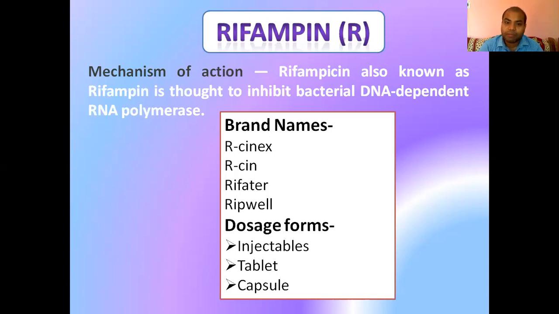In terms of brand name, rifampin is also combined with isoniazid. So these are the common brand names that we have already studied in isoniazid also, that is Arcinex and Arcin. And after this is Ritafur, Ripoel. These are some brand names. In terms of dosage form, this is also available in injectables, capsule, and tablet form. Capsule form is more available for rifampin.